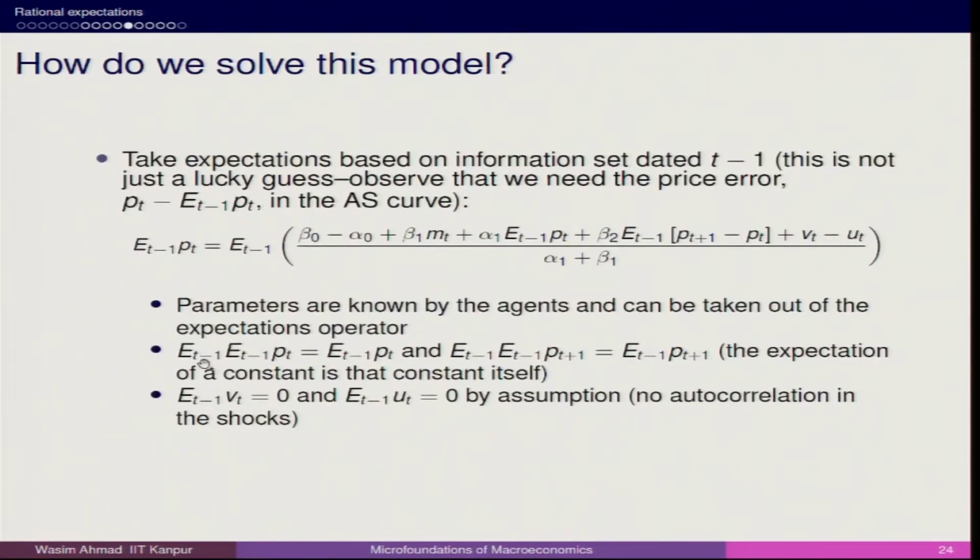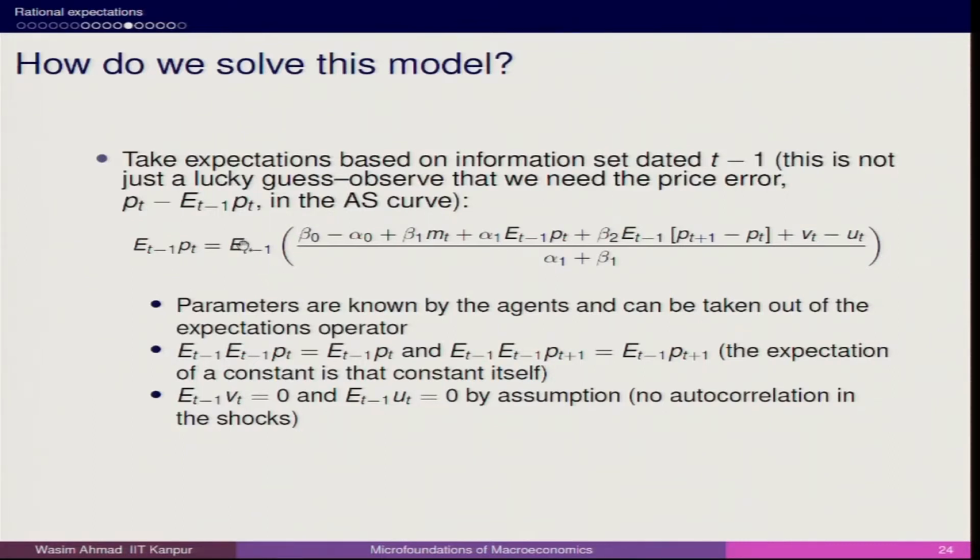Now we are also introducing that once we take expectations, E_{t-1} of E_{t-1} P_t is equal to E_{t-1} P_t, and E_{t-1} of E_{t-1} P_{t+1} is nothing but E_{t-1} P_{t+1}. So this is how we have it, and E_{t-1} V_t is equal to 0 and E_{t-1} U_t is equal to 0. So how is this linked?